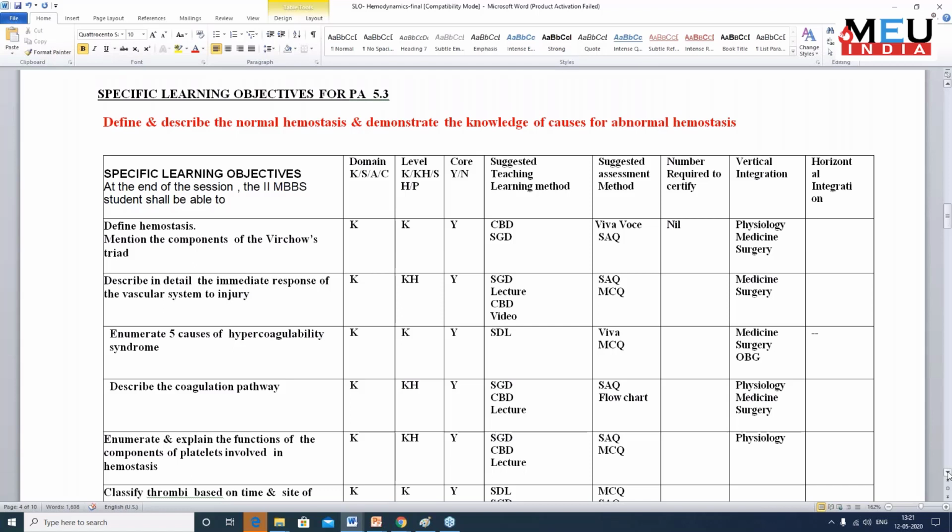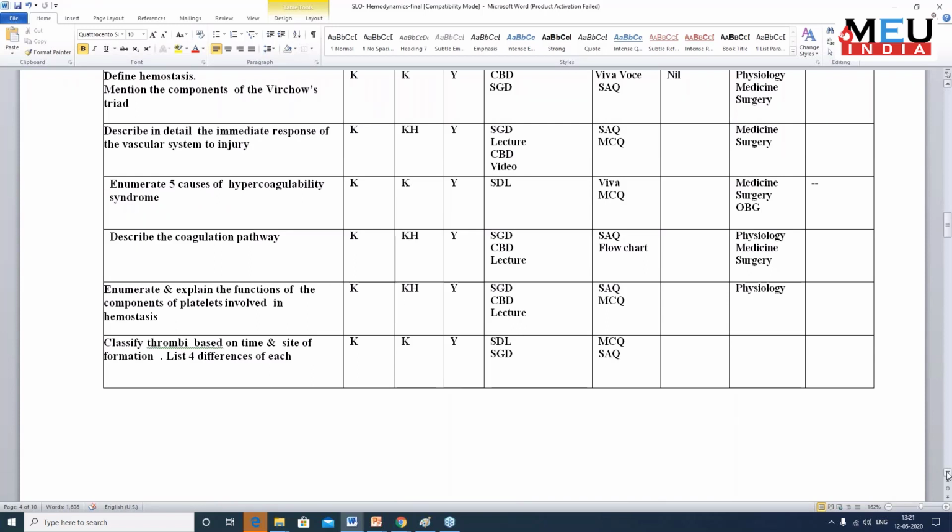And again, same thing, medicine, surgery, and physiology can be roped in, if at all you're going in for a case-based discussion. We can club the next one also with it, wherein we need to describe in detail the immediate response of the vascular system to injury, which has the acute phase and the next immediate phase. That part can be explained better in animated videos. So if we can incorporate videos in our lecture, that would be nice. And the same thing, assess them on short essay questions.